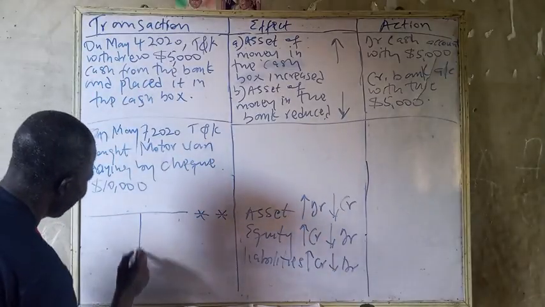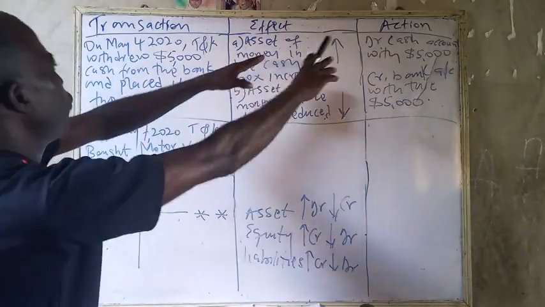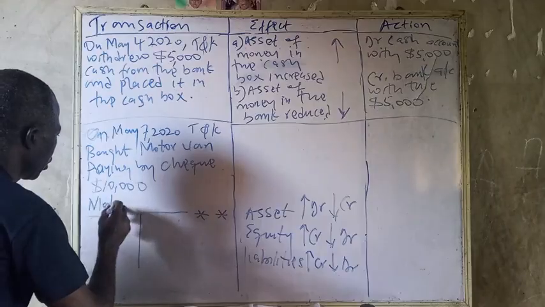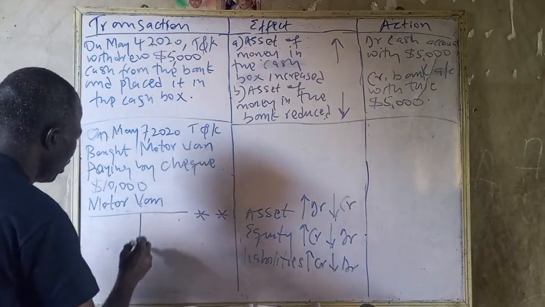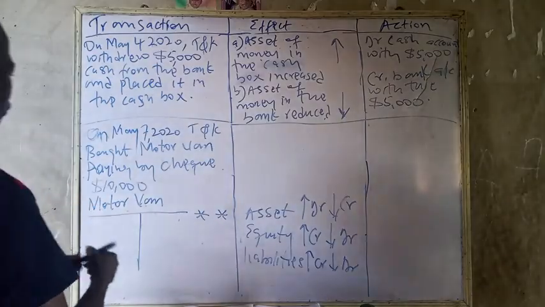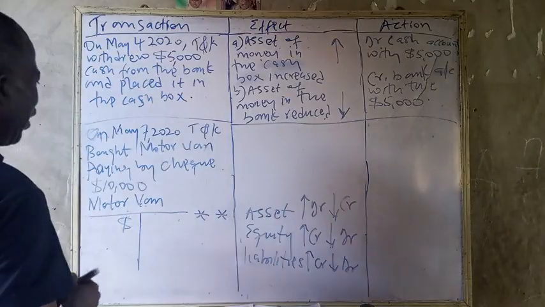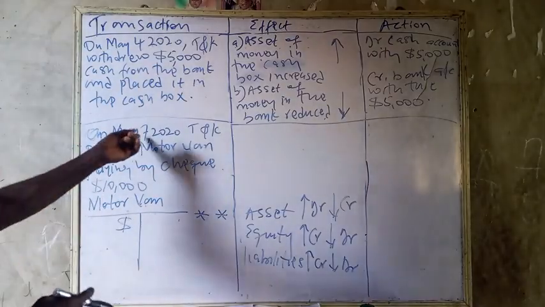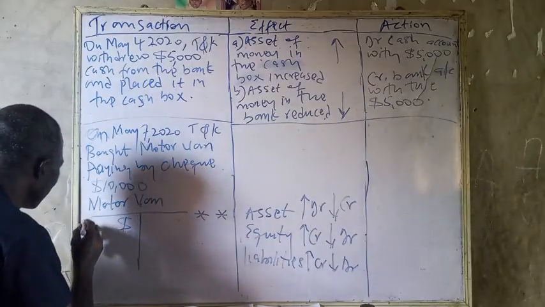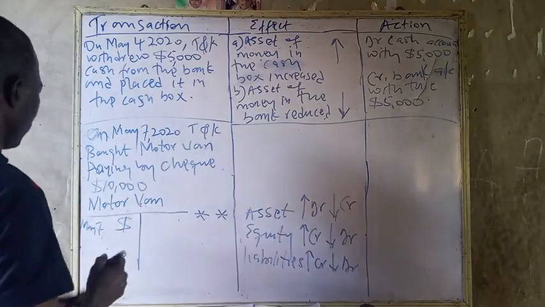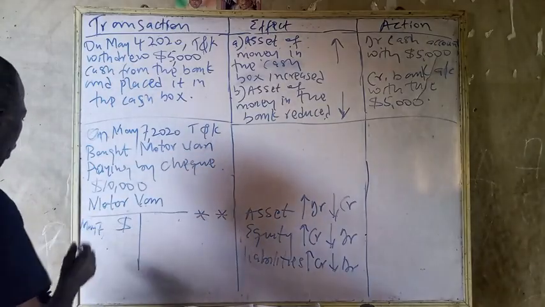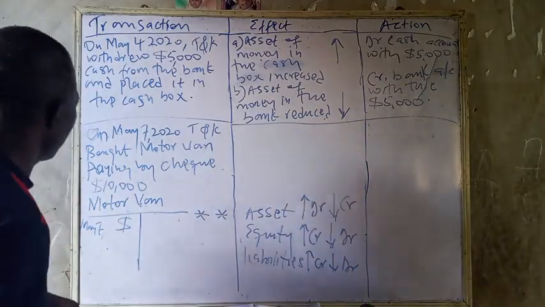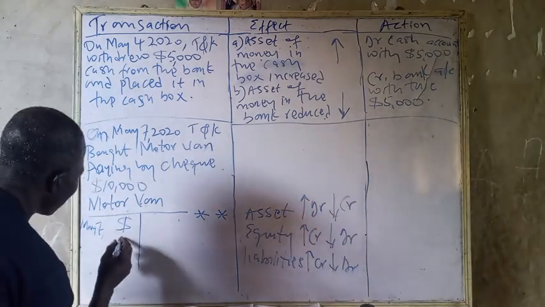For clarity's sake, let's assume I will always start with the debit side first. That means the motor van. The assets of the motor van increase. When assets increase, what do you do? You debit, right? Let's assume that today is May 7. Yesterday was May 6.